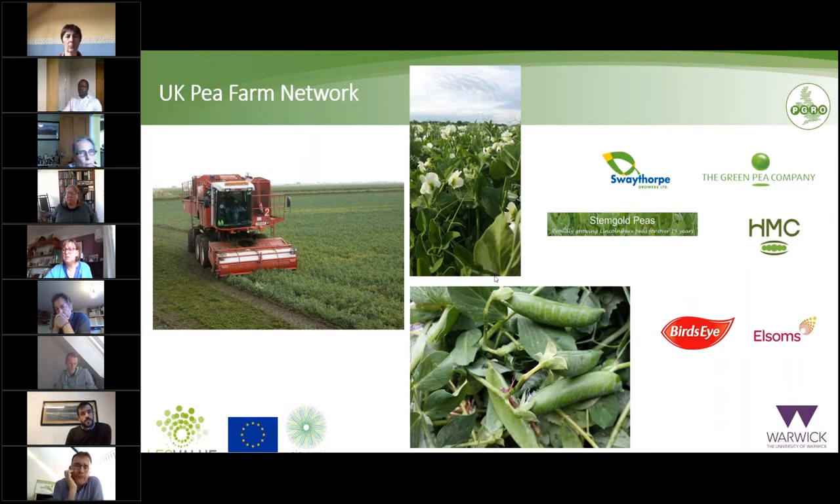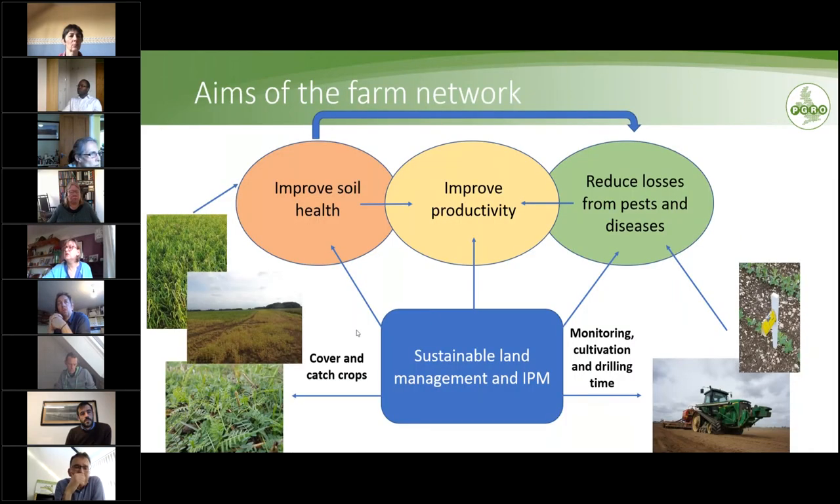And the overriding objective was really to use sustainable land management techniques and IPM to improve productivity, and specifically really looking at the improvement of soil health and the reduction of losses from pests and diseases. And there's a couple of strands to this, although we have quite a lot of work going on with the vining pea network. I'm just going to focus a little bit today on the cover crop work and also the IPM.